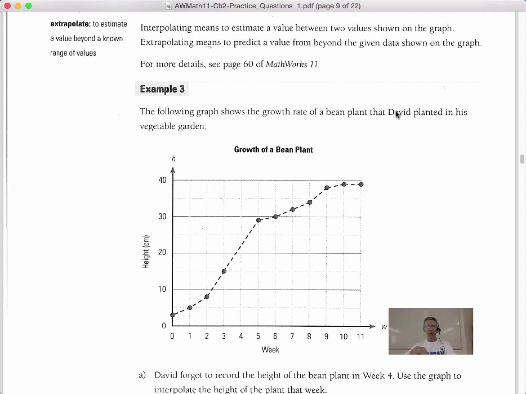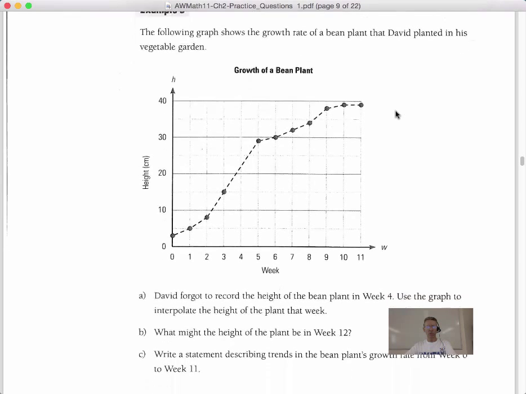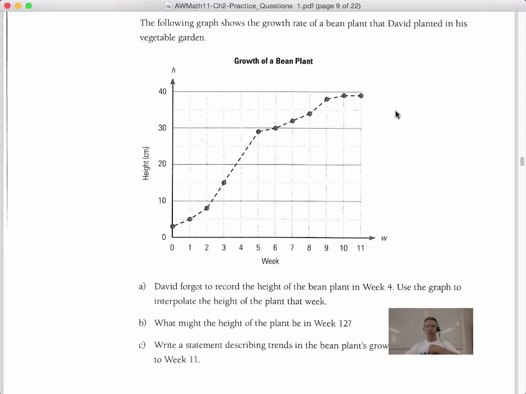Okay, so the following graph shows the growth rate of a bean plant that David planted in his vegetable garden. David forgot to record the height of the bean plant in week 4, so we see there's no data point there. Use the graph to interpolate the height of the plant that week.